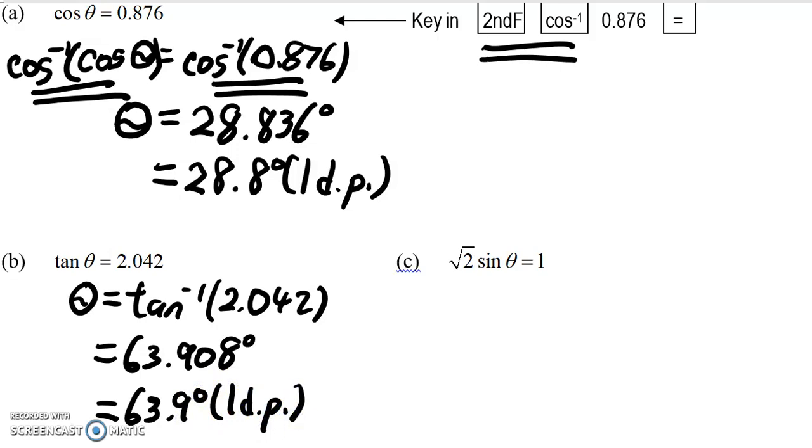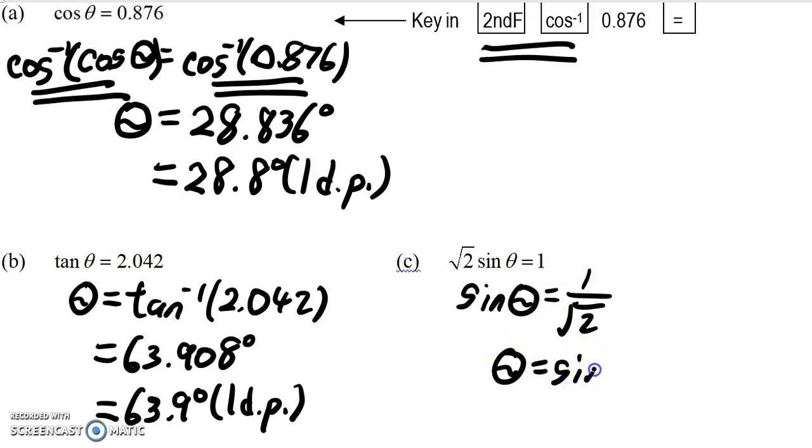Now on to the next example, square root 2 sine theta equals 1. Before we can actually solve this equation, we need to divide both sides by square root 2 for us to be able to use arc sine to solve our equation. So what happens is I have sine theta equal to 1 over square root 2. So from here, theta is equal to arc sine of 1 over square root 2.